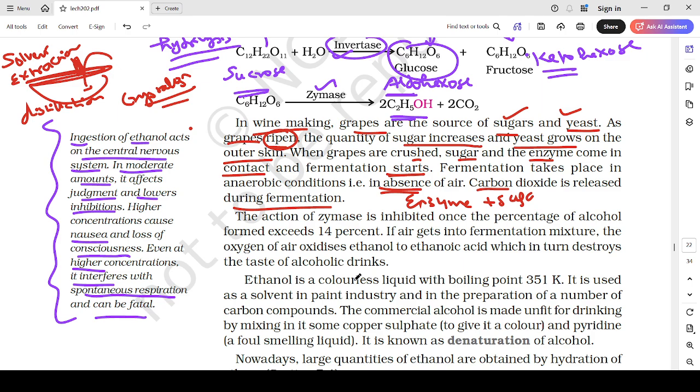Actually, there are two types of fermentation. I am not going to go in depth into it because it's not a biology class. Aerobic as well as anaerobic. If I do aerobic fermentation, I get a different product. In anaerobic, I'll get a different product. The presence of air and absence of air. Okay, that's what they have mentioned here.